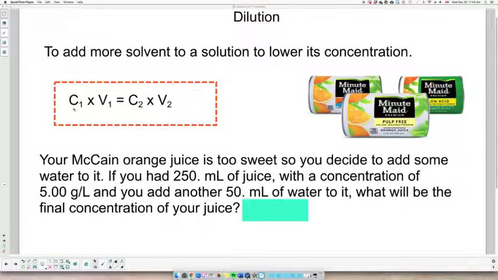The formula says concentration 1 times volume 1 is equal to concentration 2 times volume 2. It can also be seen as concentration 1 and volume 1 being the initial quantities, and concentration 2 and volume 2 being the final quantities. Looking at the problem, it says your orange juice is too sweet, so you decide to add some water to it. If you had 250 ml of juice with a concentration of 5 grams per liter and you add another 50 ml of water to it, what will be the final concentration of your juice?